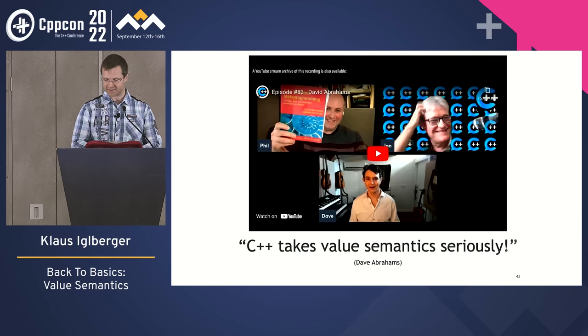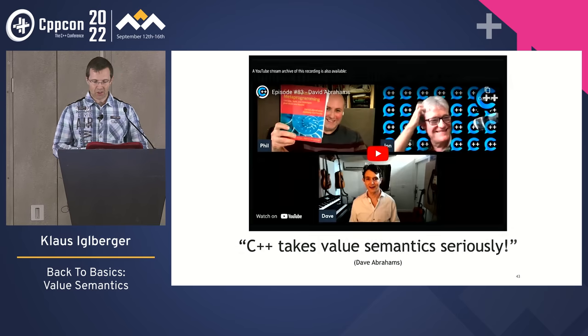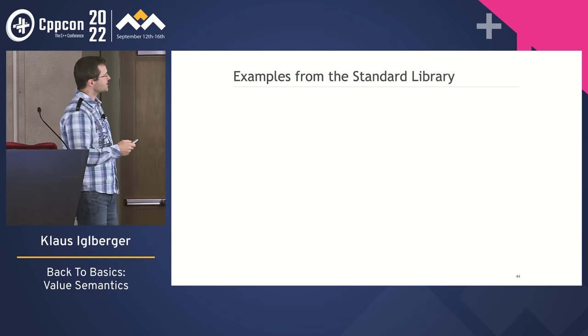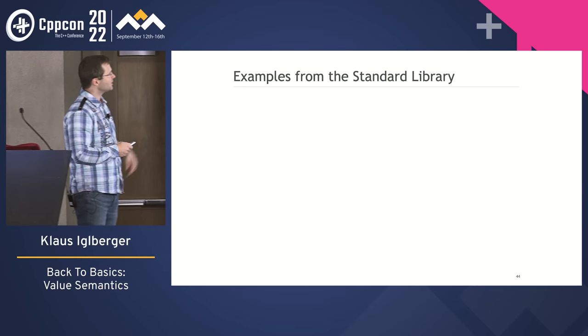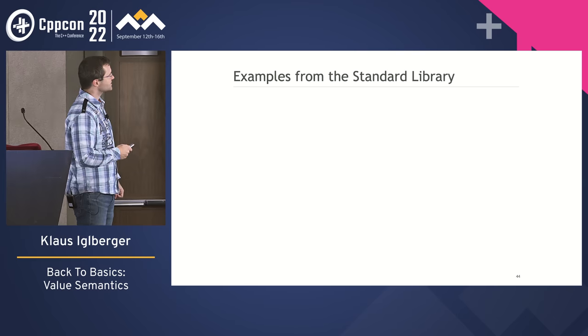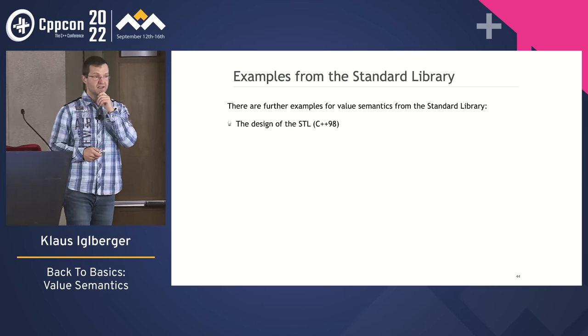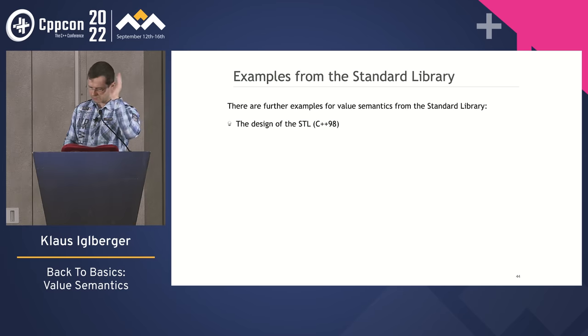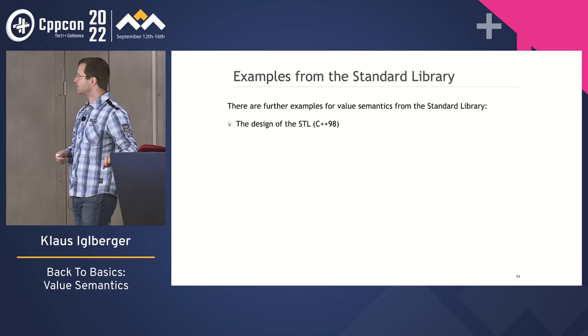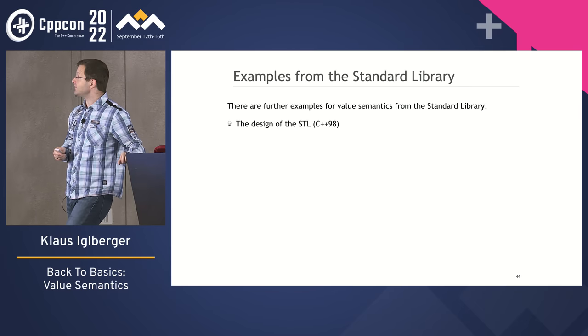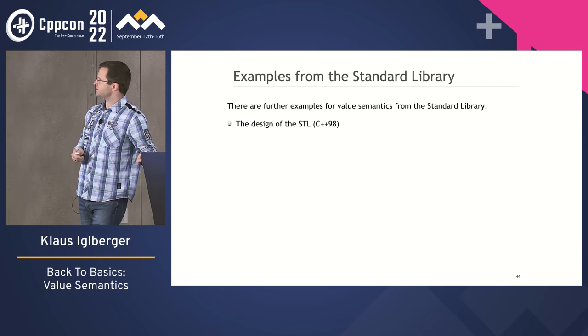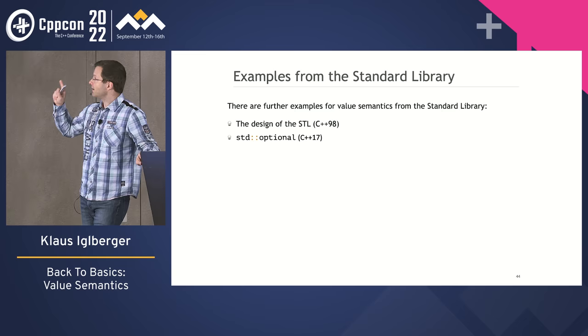better, seriously simpler. And so let's take a look at a couple of examples from the standard library. How does the standard library evolve towards value semantics? So now, the first thing definitely is the design of the STL itself, which is, well, something from back in the day, so C++98. Even there, we already had a lot of value semantics for good reasons.